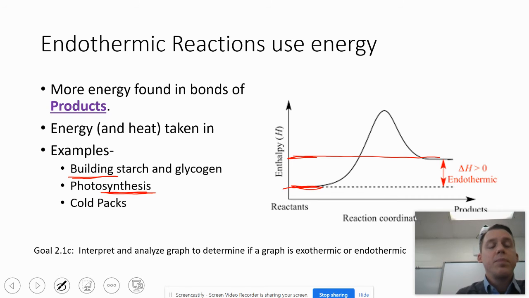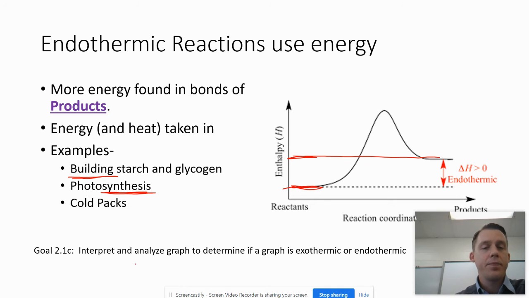Photosynthesis, the synthesis part means building, that's building sugar. Cold packs, if you ever used a cold pack, that is a chemical reaction, and it gets colder because it is absorbing heat and bringing that into the reaction. That absorbing heat makes it colder because it's not releasing the heat. So this is energy taken in. And the big question here is, where is that energy going to come from? The energy that's taken in, where are we getting it?